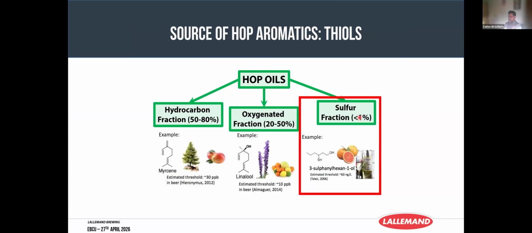Another very important group in the biotransformation group of molecules are the thiols. This is a very, very small fraction of the molecules that are part of this. And you can see that the sensory threshold here is actually quite low, so you don't need a lot to have a big effect. And this is, like I said at the beginning, not necessarily a bad thing.